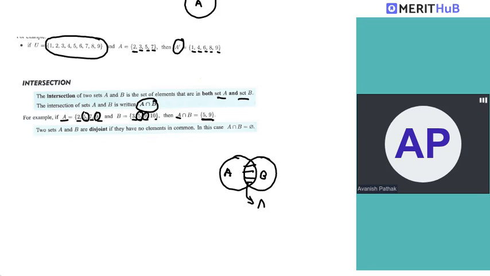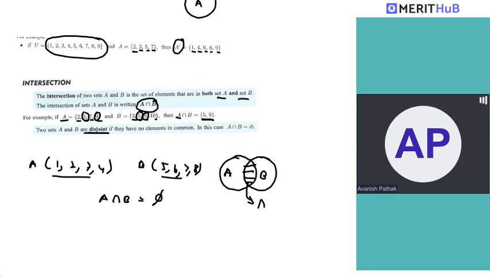The two sets A and B are disjoint if they have no elements in the A intersection B part. So if I have a set A, which is 1, 2, 3, 4, and a set B, which is 5, 6, 7, 8, we don't have anything common over here. In that case, the intersection is a null set and the sets are disjoint. That's how we use disjoint sets. Now moving on to the union part of it.